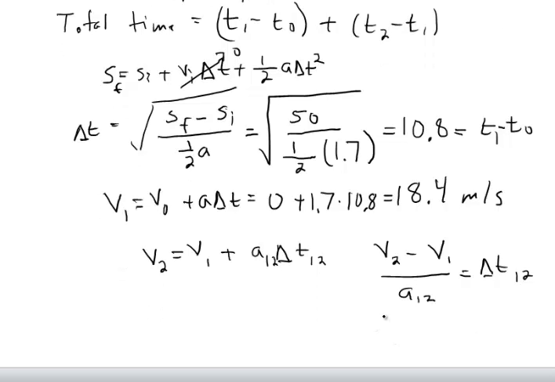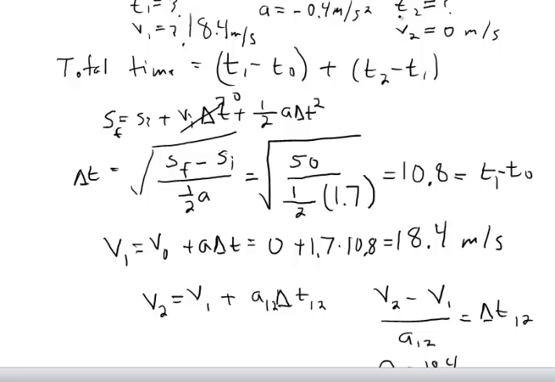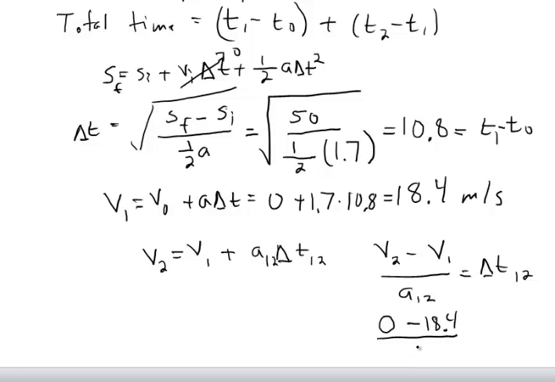Final velocity, it comes to a stop, so this is 0 minus 18.4 divided by the acceleration, which I think, let's go back up to it. Negative 0.4 right there, negative 0.4. Do the math, that comes to, let's just do it, 18.4 divided by 0.4. I got 46 seconds.